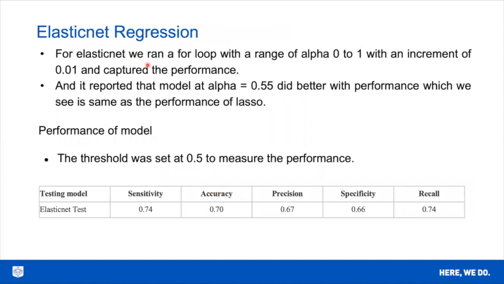For elastic net, we went with a for loop. We took a range of alpha from 0 to 1 with an increment of 0.1 to capture the performance. The model reported alpha 0.55 and gave a performance which is exactly similar to lasso test, with accuracy, sensitivity and other parameters.